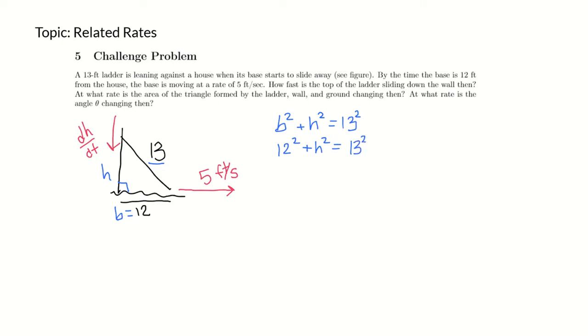We're trying to solve for h, so 144 plus h squared equals 169. Subtract 144 from both sides and we get h squared equals 25. Square root and h is 5. So the height at this time that we care about is 5, but we still don't have dH dt, how the height is changing, we just have the height value now.